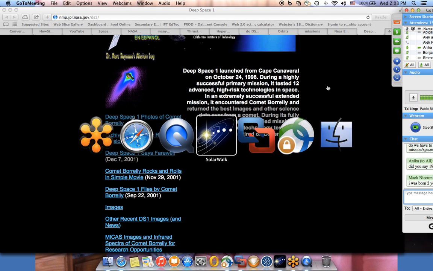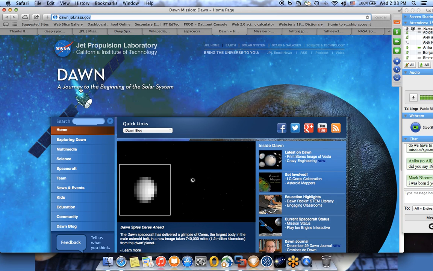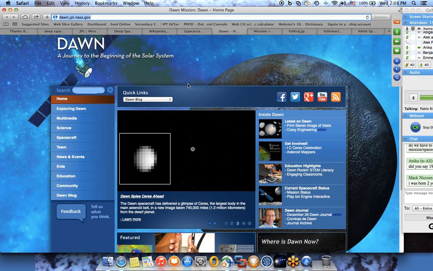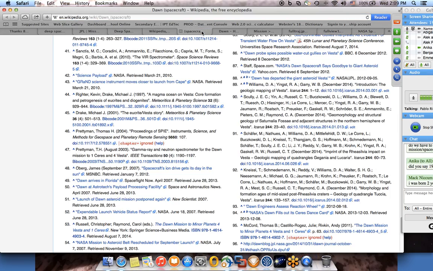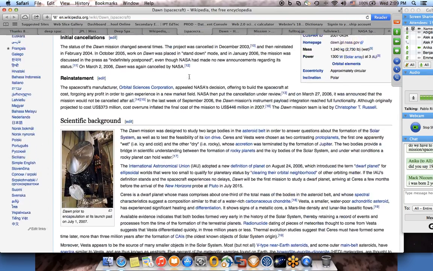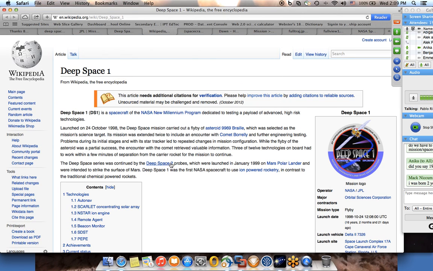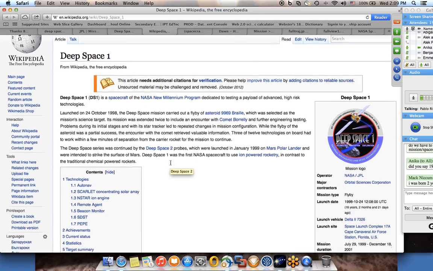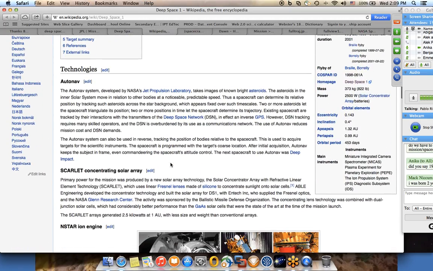There's another mission that is currently going on called Dawn. So this is another probe that has been sent to encounter two asteroids. Okay, so this is the Wikipedia article on Dawn. This is the Wikipedia article on Deep Space One. So you can study this, see what they achieved.